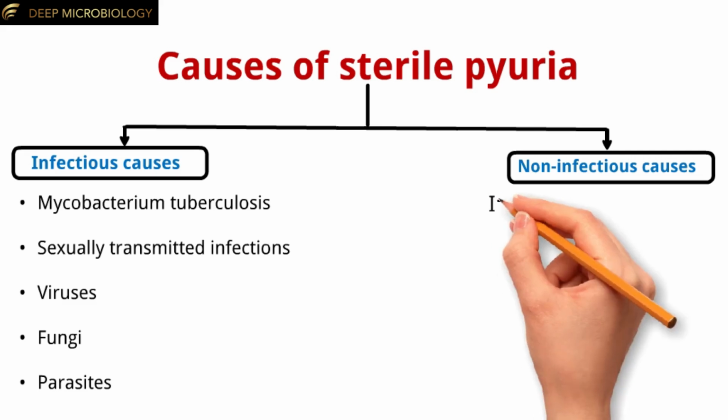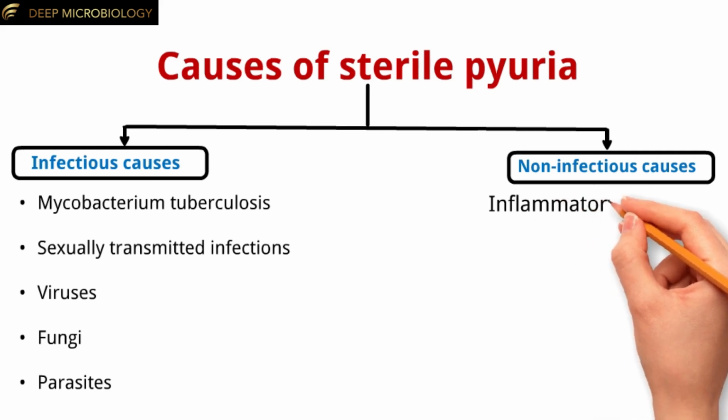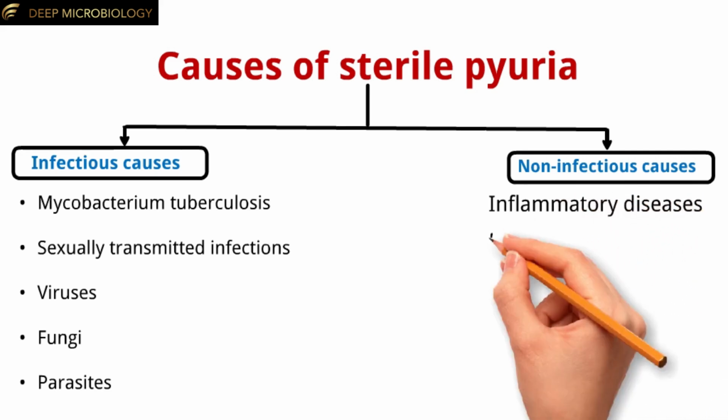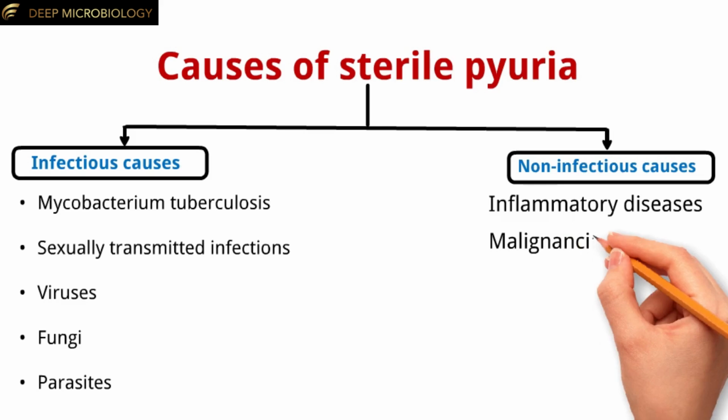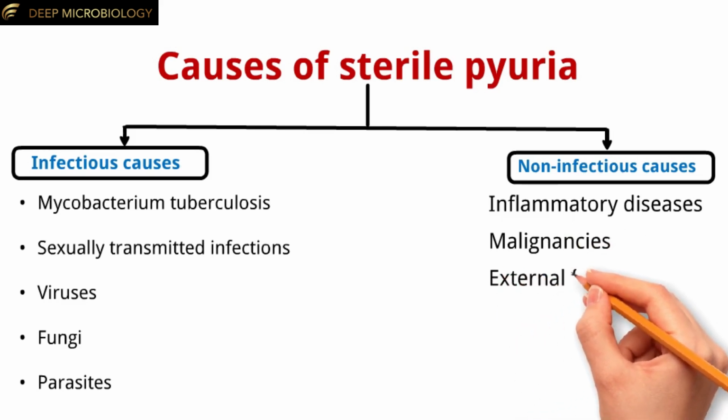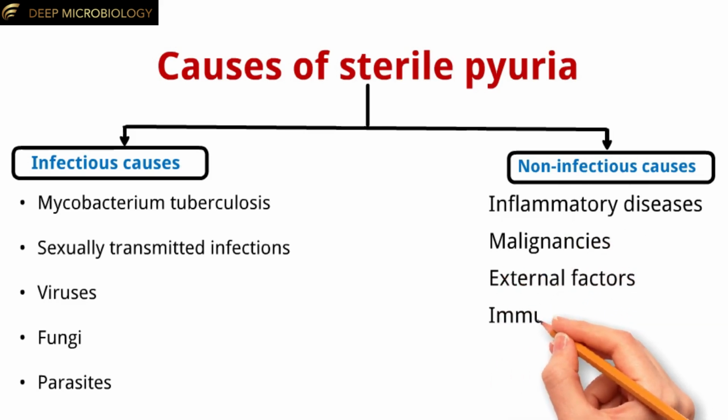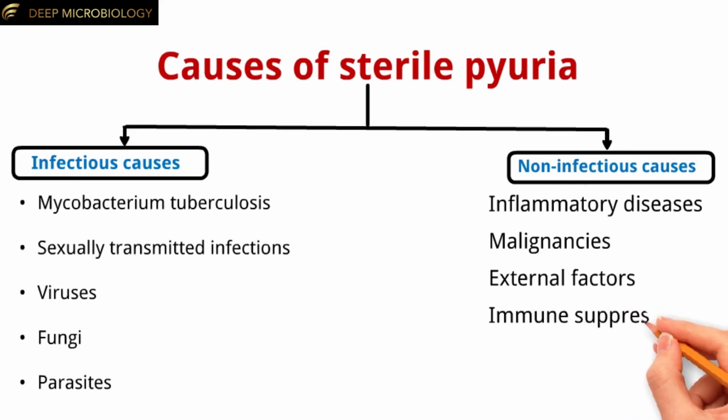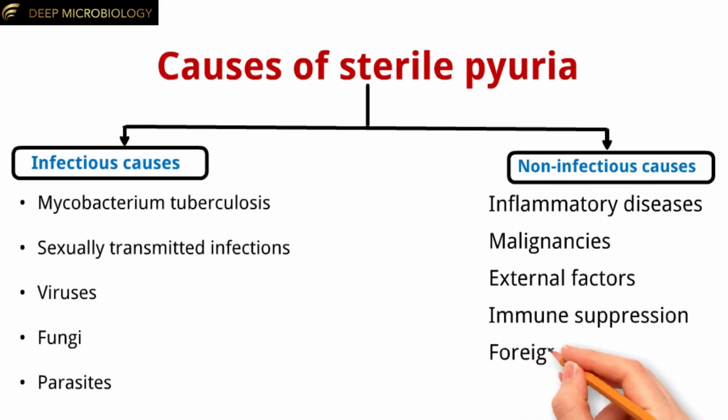Non-infectious causes include inflammatory diseases, such as Kawasaki disease, lupus, sarcoidosis, malignancies like bladder or kidney cancer, and external factors like drug-induced nephropathy, immune suppression, and foreign objects, such as catheters, stents, and eosinophiluria.